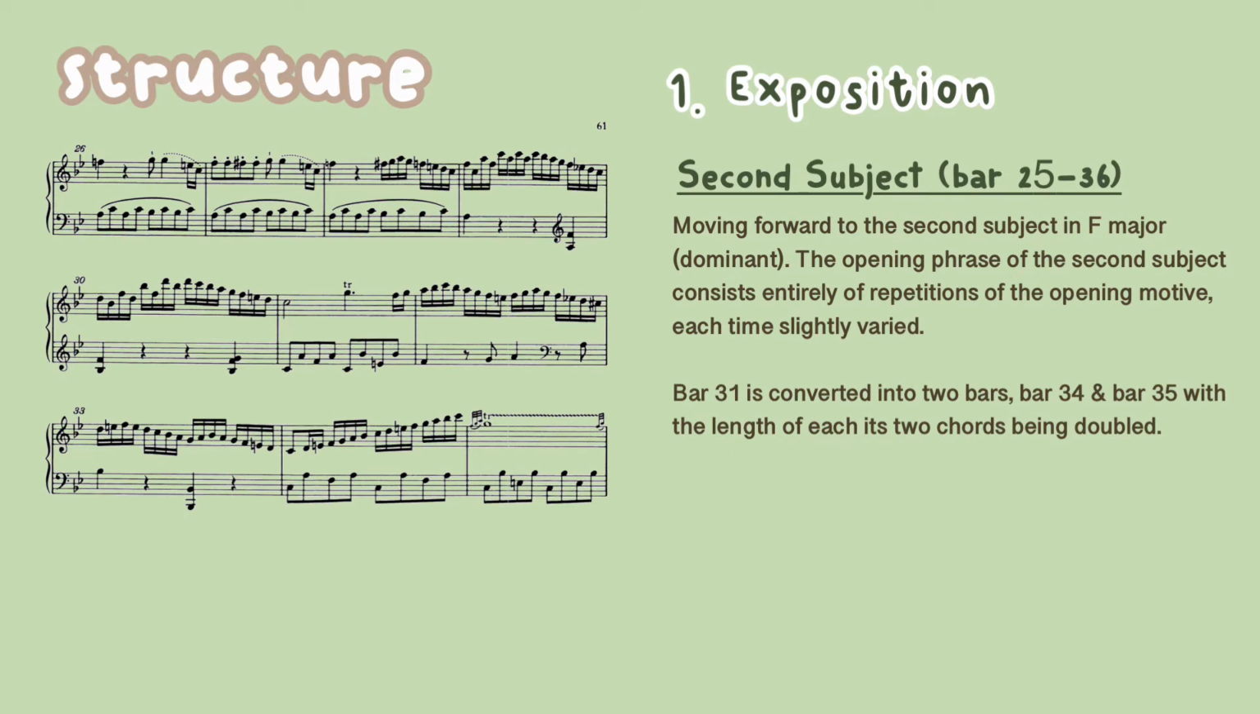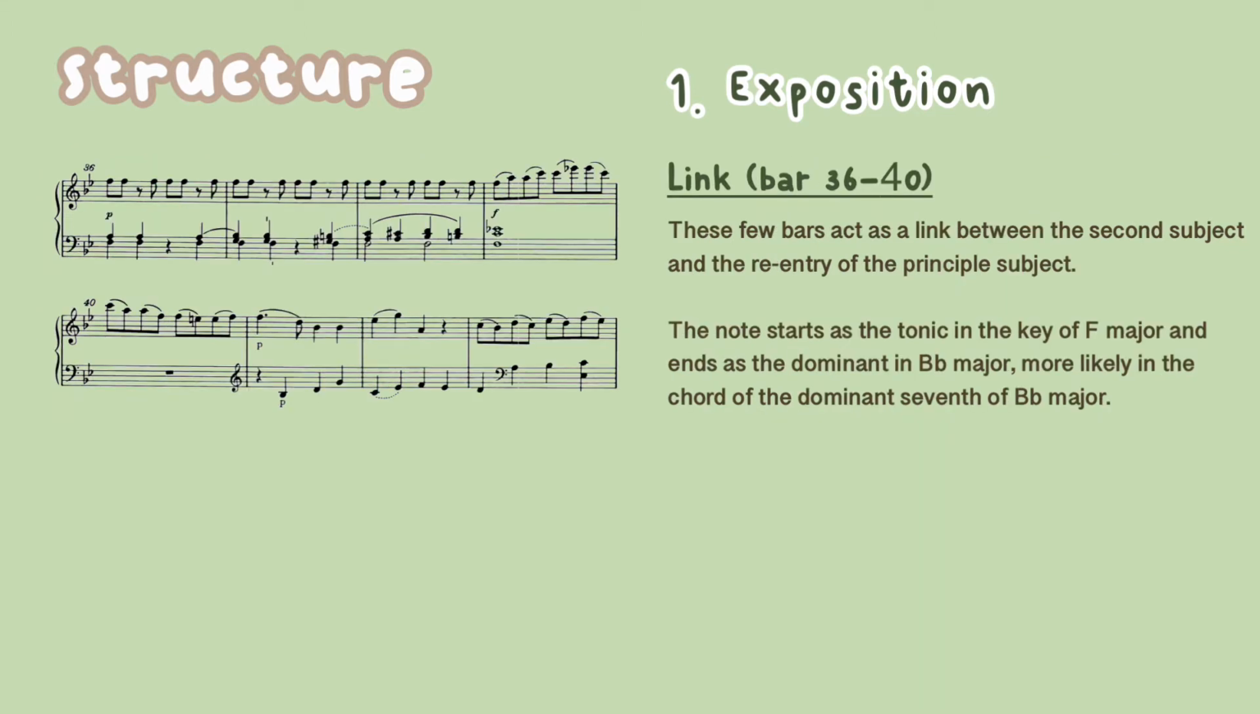Moving forward to the second subject in F major. The opening phrase of the second subject consists entirely of repetition of the opening motif, each time slightly varied. Bar 31 is converted into 2 bars, bar 34 and bar 35, with the length of each chord being doubled. These few bars act as a link between the second subject and the re-entry of the principal subject. The notes start as the tonic in the key of F major and end as the dominant in B-flat major, more likely in the chord of the dominant 7 of B-flat major.